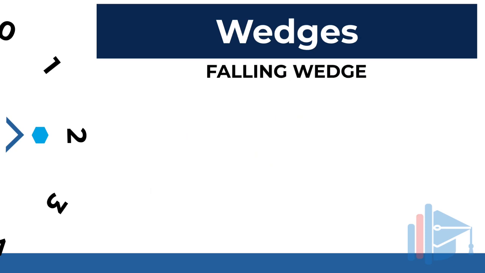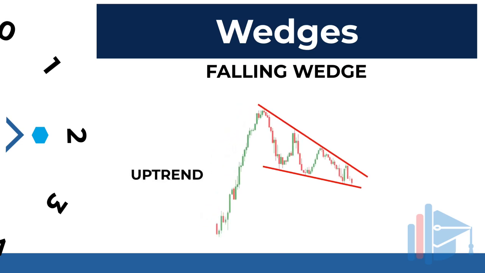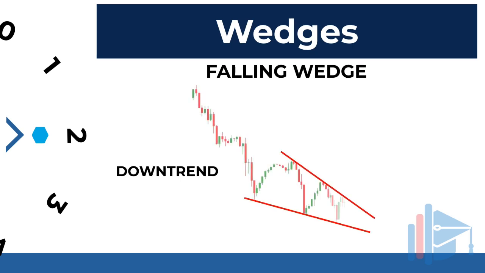A falling wedge is defined by declining highs and lows, with the resistance line showing a steeper rate of decline than the support line, leading to convergence. In an uptrend, a falling wedge is often viewed as a bullish continuation pattern, signaling that the uptrend may resume. In a downtrend, it acts as a bullish reversal pattern, suggesting a potential upward breakout.